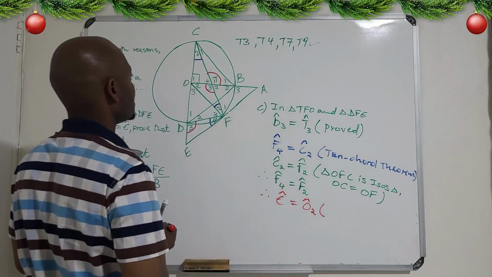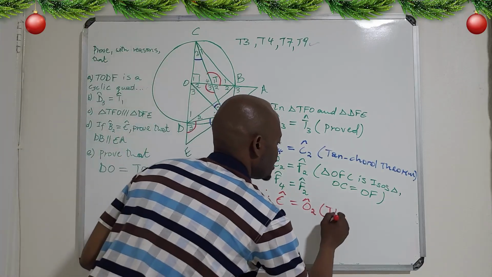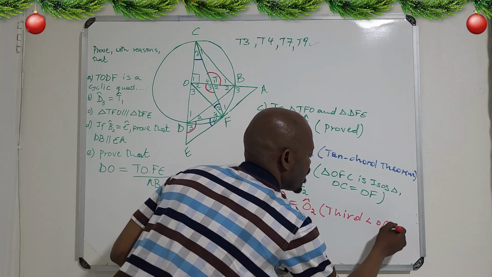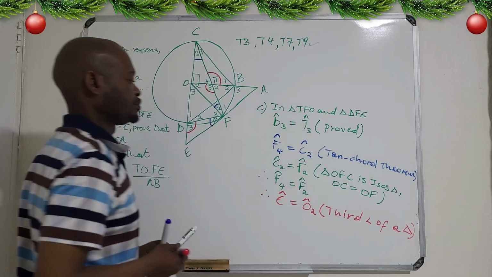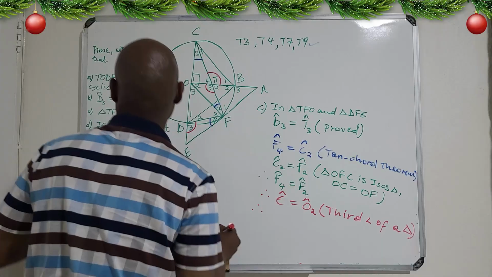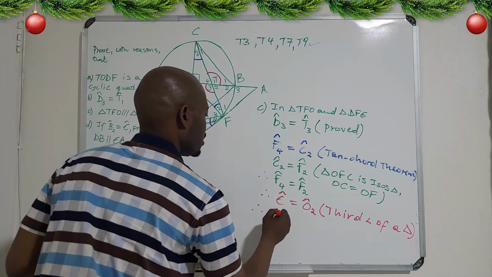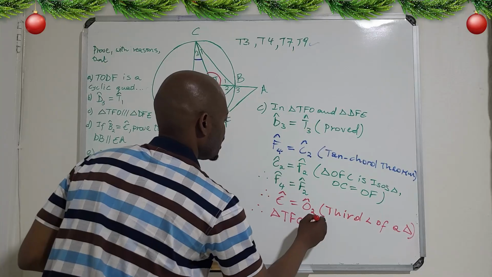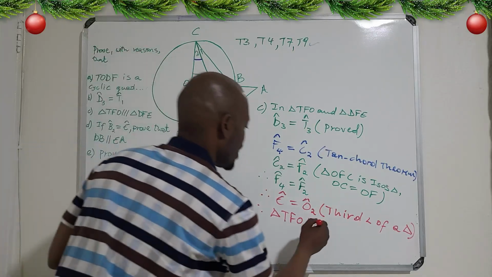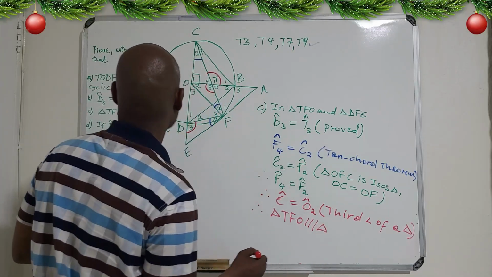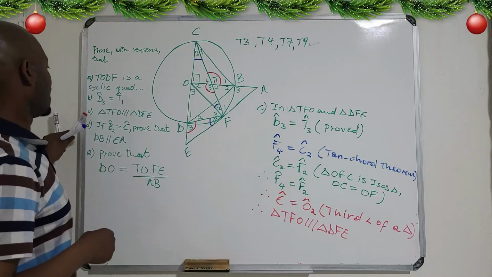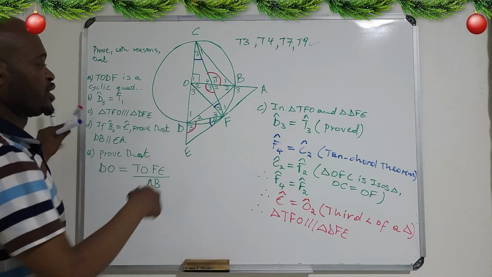We give a reason: third angle of a triangle. Therefore, triangle TFO is similar to triangle DFE. That's our C. We've proved it.